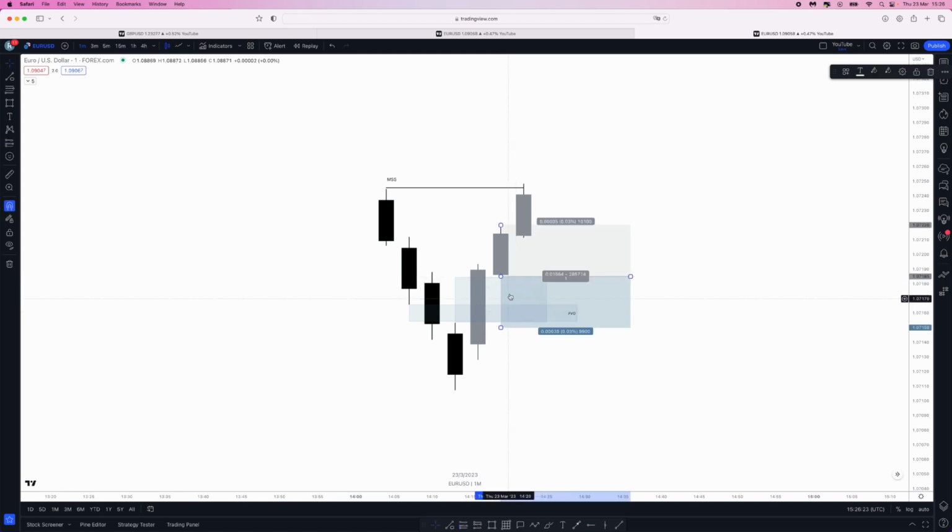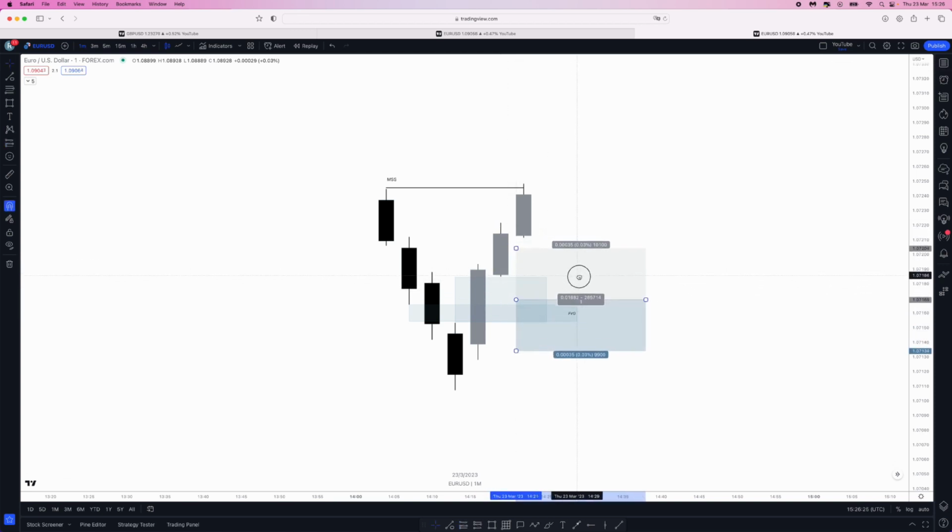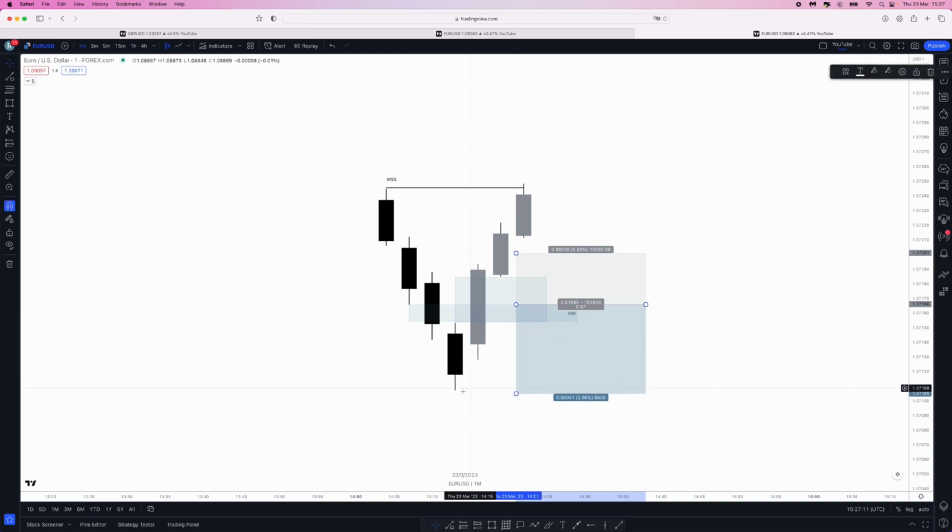Instead of your entry being there, you can move your entry down, and it might also allow you to cover these lows. I know a lot of people cover the low of the candle that creates the fair value gap, but it might also let you give yourself a little bit of breathing room and cover these lows down here and still get in with your desired stop loss.